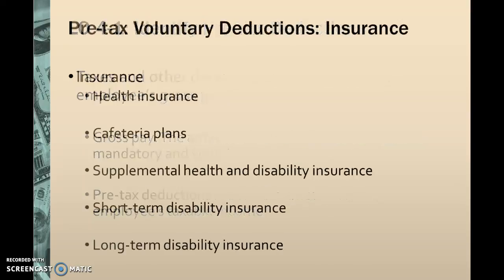Some of the voluntary deductions that can take place are insurance, which is health insurance. Some companies have a cafeteria plan, supplemental and disability insurance, short-term disability insurance, and long-term disability insurance. And this is covered on page 114 and 115 in your book.